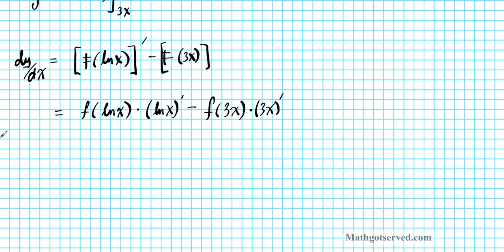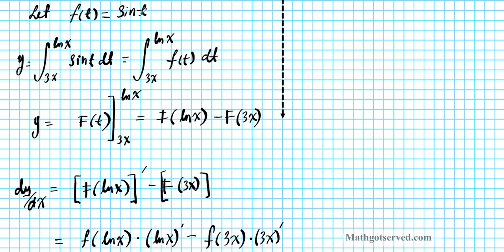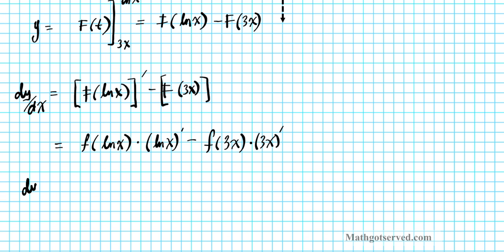Okay, so let's go ahead and finish this off. Remember that f of t is sine t, right? So f of ln x, we will simply plug in ln x into this function, evaluate f of t at ln x. Same story here. So dy dx is going to be sine of the natural logarithm of x times the derivative of ln x, which is 1 over x. Okay, minus f of 3x, which will be sine of 3x, times the derivative of 3x, which is just 3.